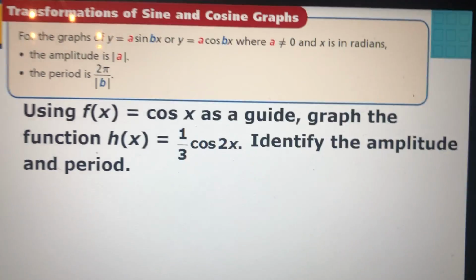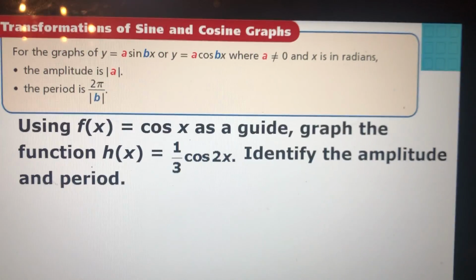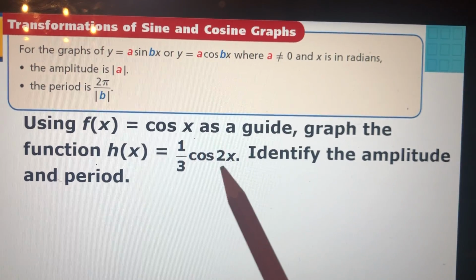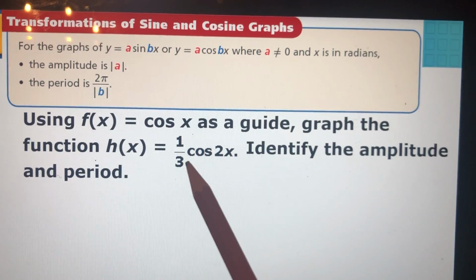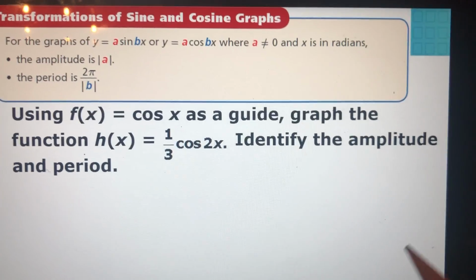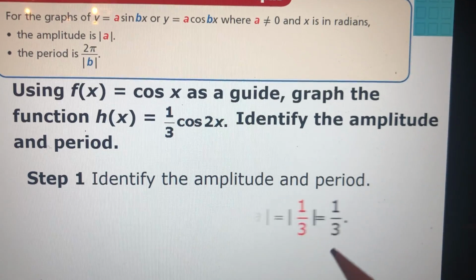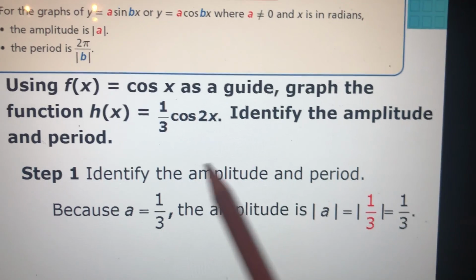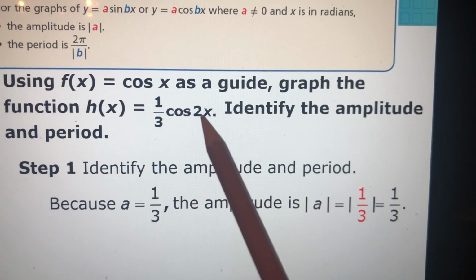Okay, so now I have a cosine function. We're going to identify the period and the amplitude. We can use the basic parent function as a guide. So this is the parent function, and we're going to transform it, right? The amplitude is pretty simple to see that the amplitude is 1/3, right? Okay, and now what is my period?